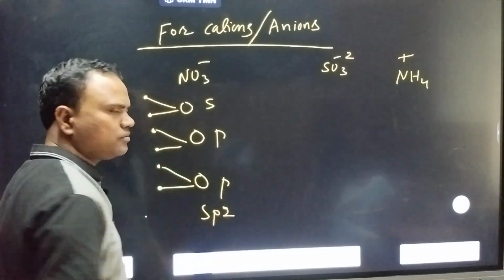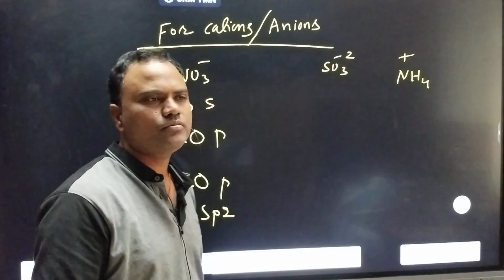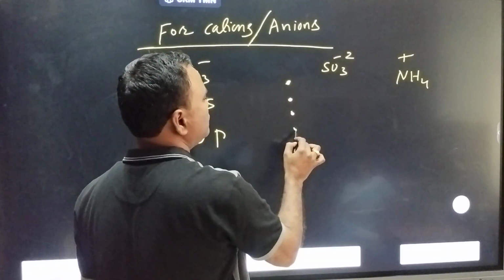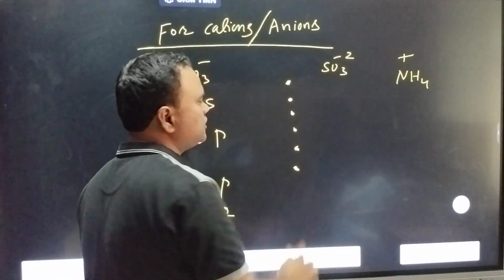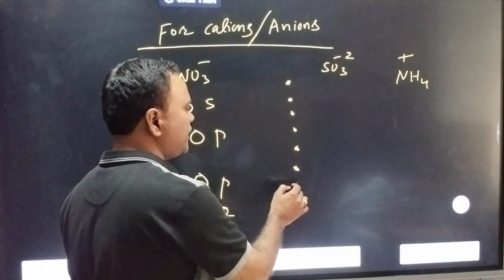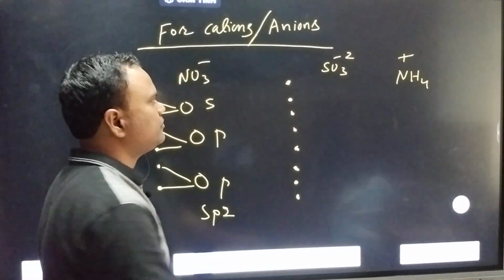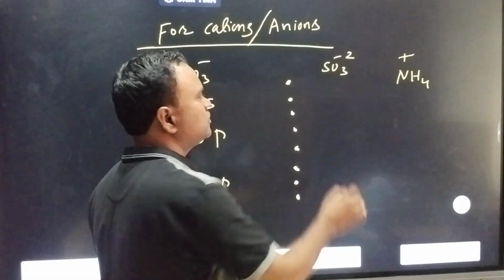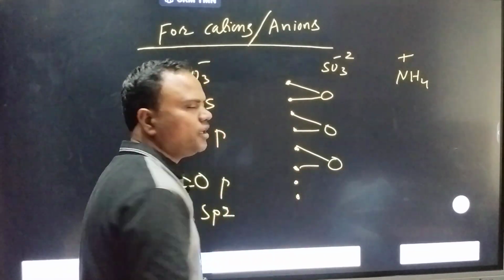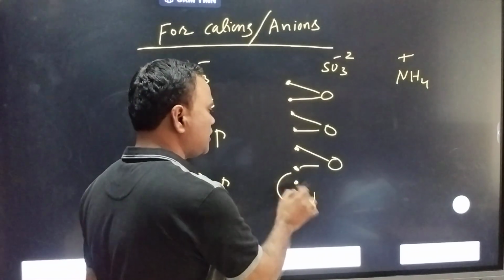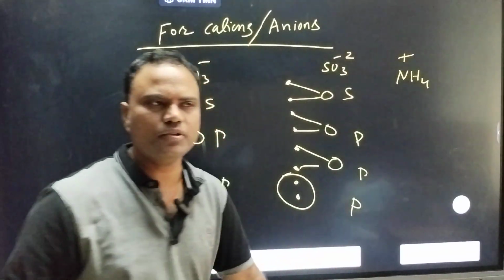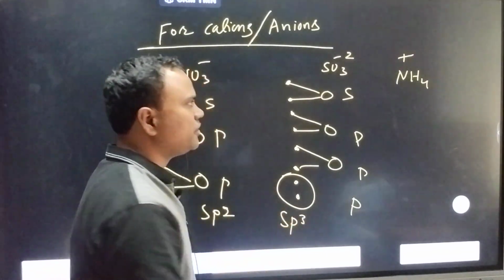sp2 hybridization. Here, SO3 2 minus. Sulfur belongs to which group? Yes, one, two, three, four, five, six. Six electrons over. Next, two more electrons. Why? Because the charge is minus 2. In the case of oxygen, what will we do? Allot two electrons for one oxygen. If any lone pair remains, what will we do? Circle. So yes, p for this also, one p orbital. So the hybridization is sp3.